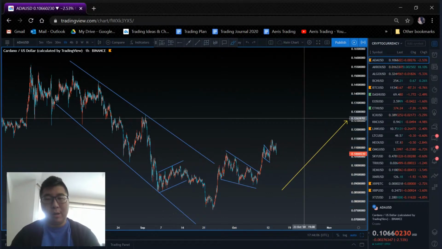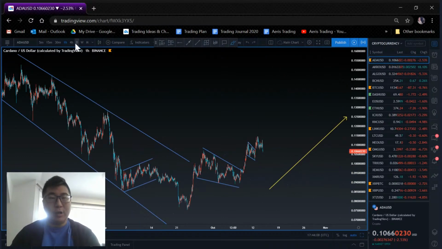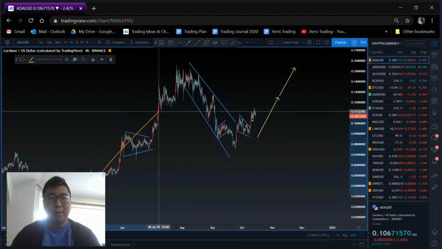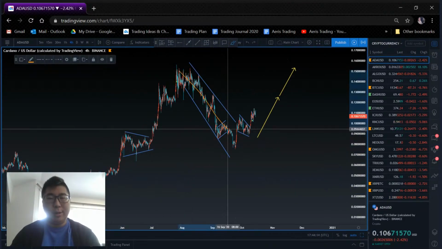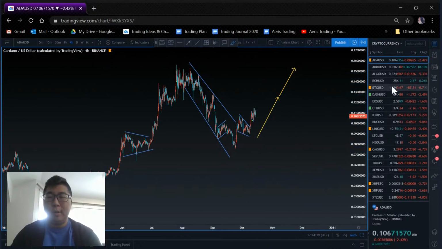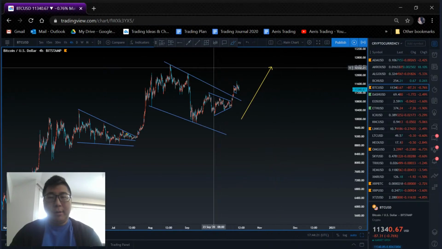So don't discount this one yet. I still see there is potential just from a higher time frame perspective. We had this impulse up already, pretty strong, right? This is just a correctional structure. We could be getting the next impulsive run. So let's look at Bitcoin.